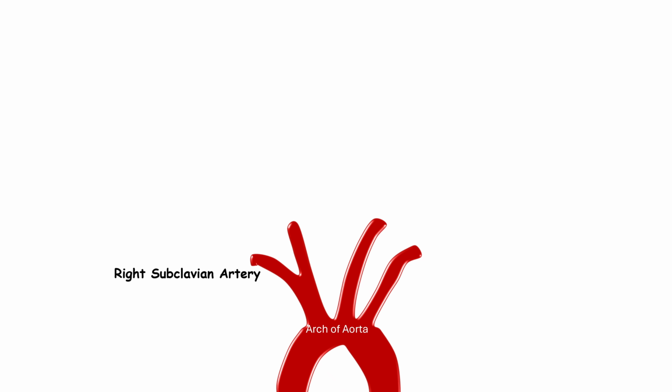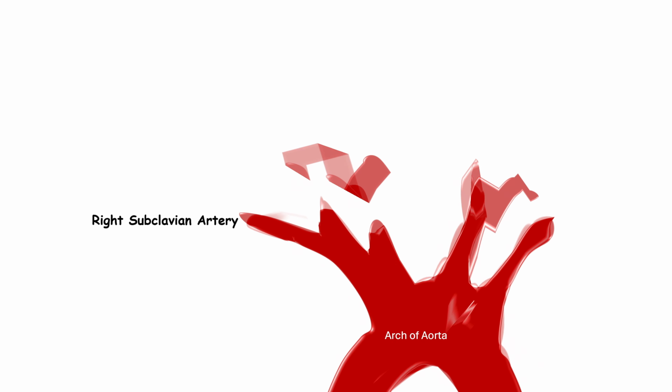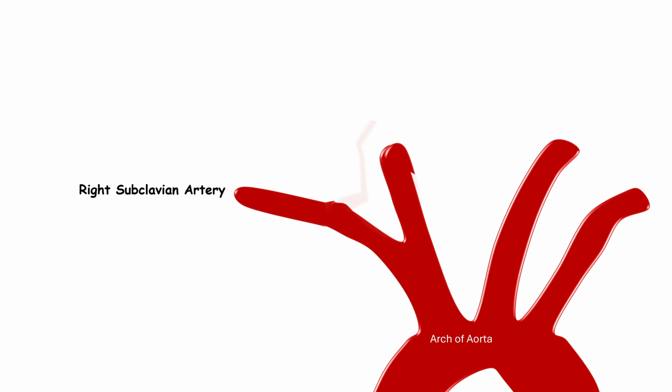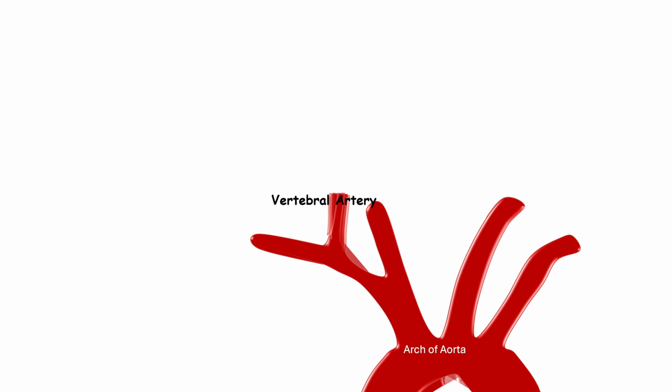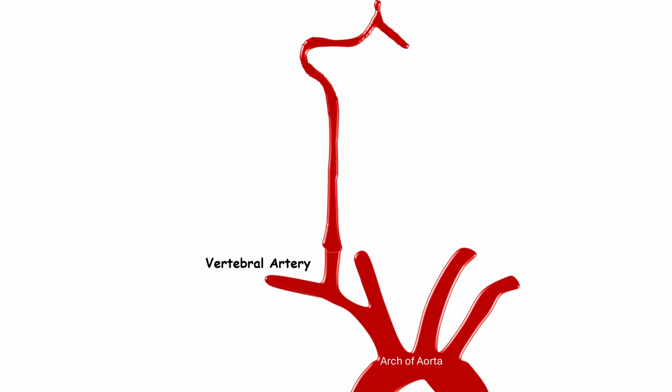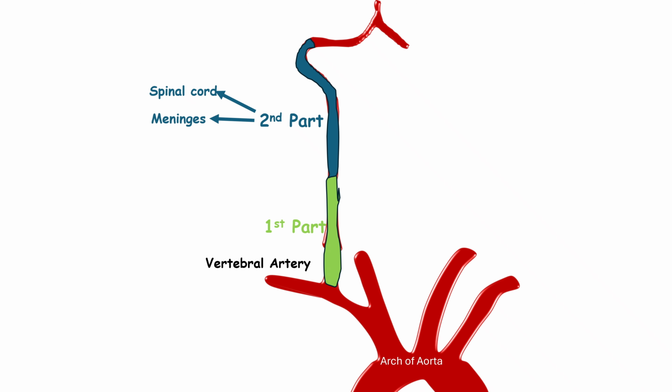Now we are going to see the right subclavian artery. The first division is the vertebral artery. Vertebral artery has 4 parts. The first part extends from the origin to the 6th cervical vertebra and has no branches. The second part extends from the 6th cervical vertebra to the foramen transversarium of the atlas, and it supplies the spinal cord, meninges and vertebrae. Then the third part extends from the foramen transversarium of the atlas to the posterior atlanto-occipital membrane. It supplies suboccipital muscles.